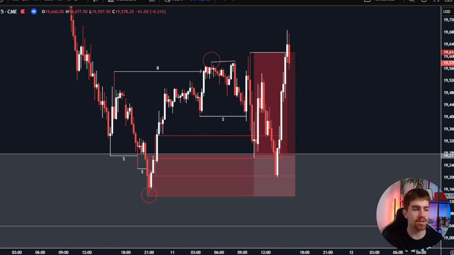Stop trying to go for these home runs every single trade. You don't need to do it. And also find confirmation within your entries. Understand why you're taking this trade and have the data backing it.